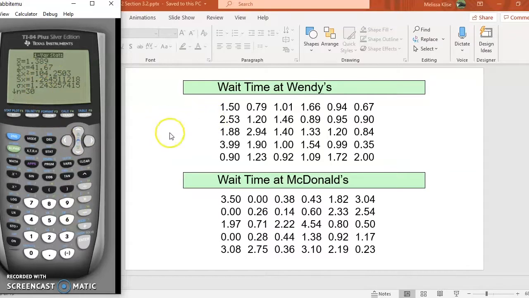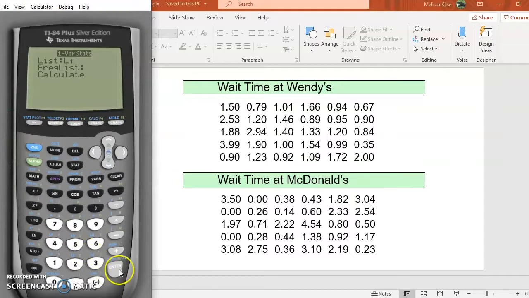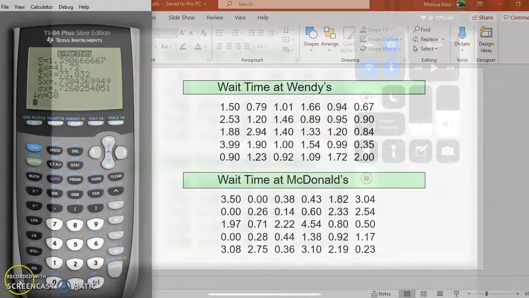My standard deviation for Wendy's, I don't remember what that was, so I can go edit. I can go Stat over here, and I can do second, and over the 1 is my L1, and that has me looking at that list again, and 0.738. So now let's take a look at this data and see what we can do with it.